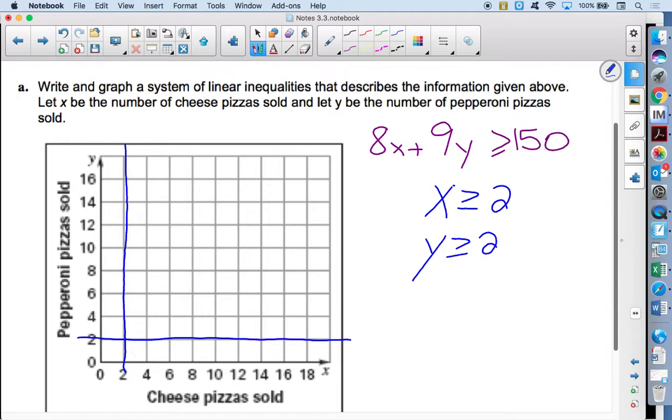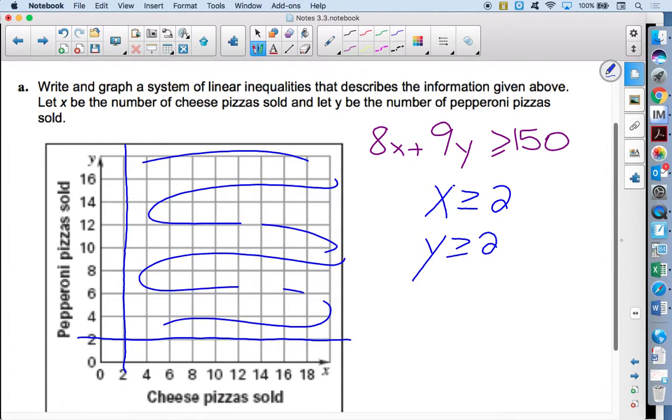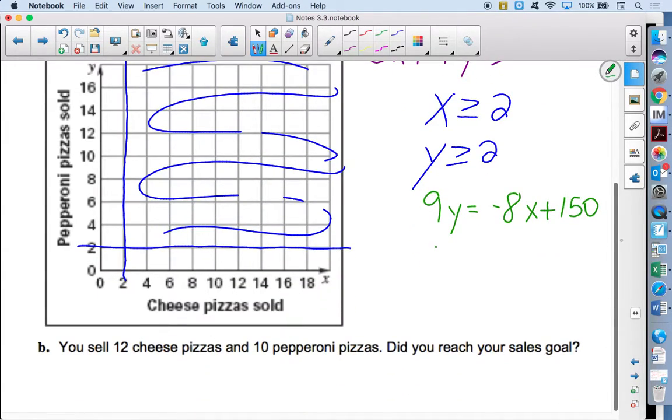So essentially you can't sell 0 or 1. That still leaves us with a big area of the graph. That's this whole area here. When we solve the other one, we'll take the 8x to the other side, so now it's -8x. And divide by 9, so we have -8/9 as a slope. And 150 divided by 9, they're both divisible by 3, so that's 50/3, which is approximately 16.6.